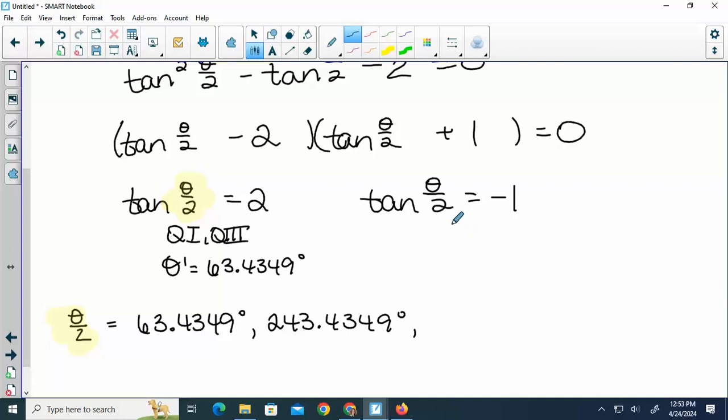Over here, tangent is equal to a negative. In what quadrants is tangent negative? 2 and 4. Reference angle. When is tangent 1? 45 degrees. So 45 degrees in quadrant 2: 180 minus 45 is 135. Quadrant 4: 360 minus 45.